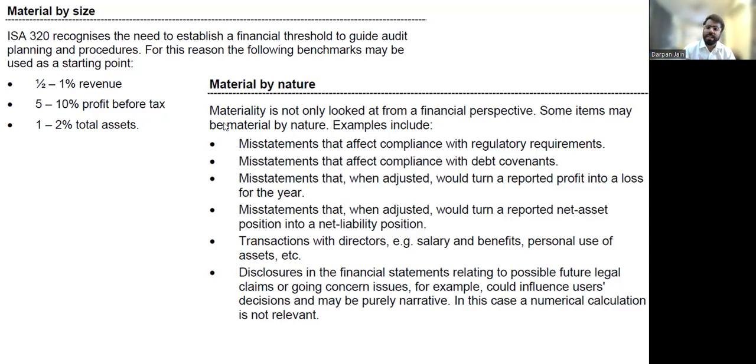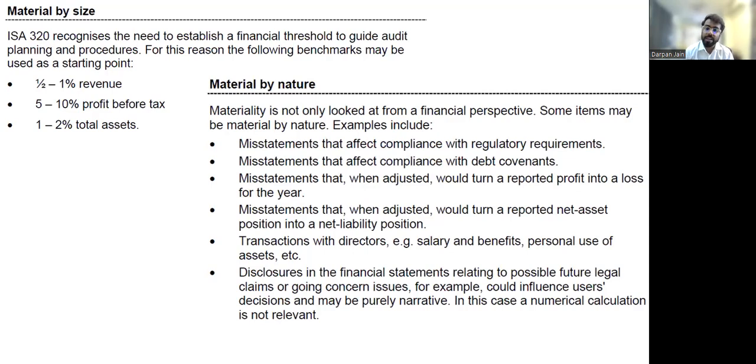Okay, let's see materiality by nature. Small topic only, we just have to see these bullets. Sometimes, irrespective of the amount, materiality by size is getting determined by amount, right? But for some items, irrespective of the amount involved, they are material. Even if the amount is, let's say, only 5,000, that will be a material thing because it is relating to one of the situations given in the bullets. Let's see what they are.